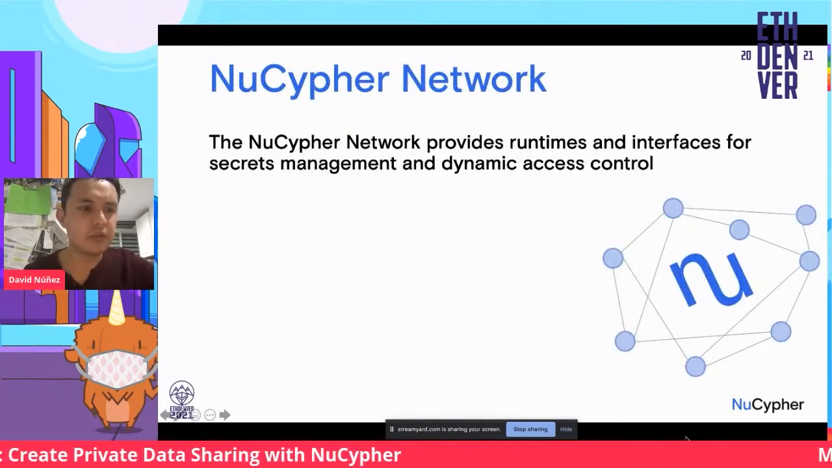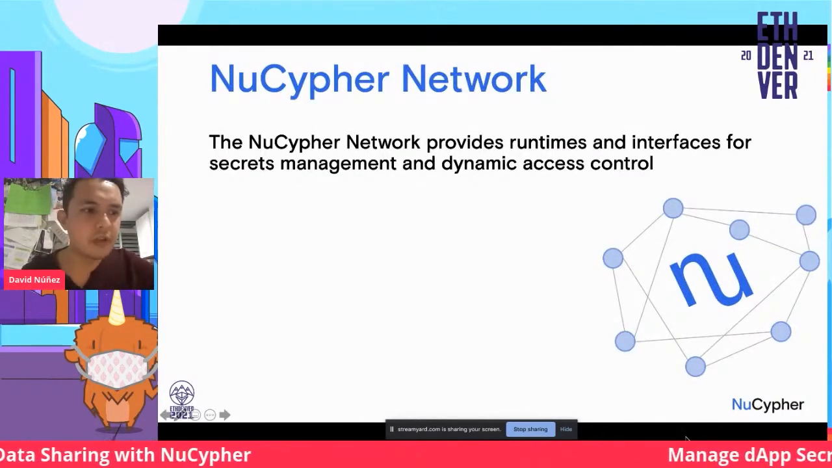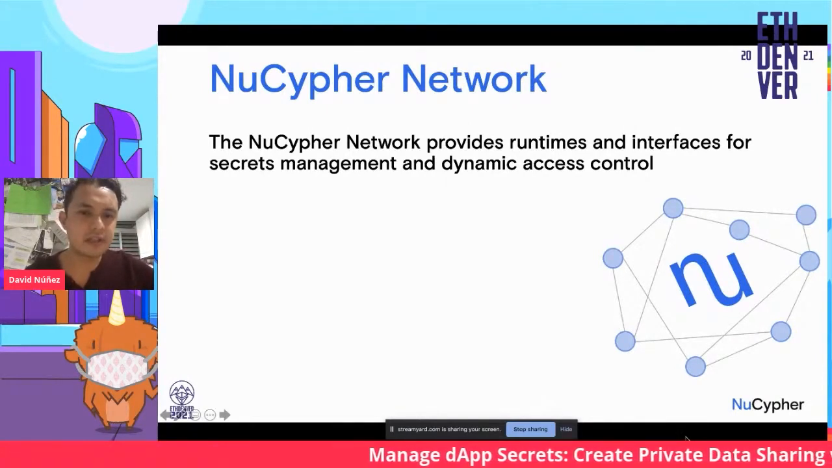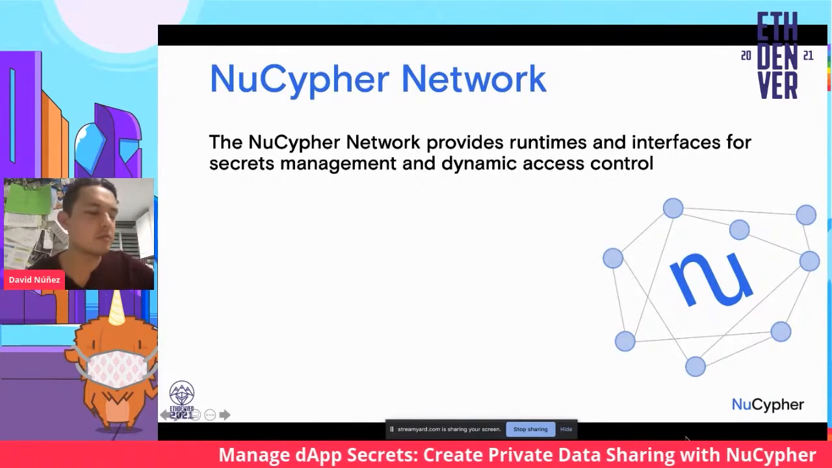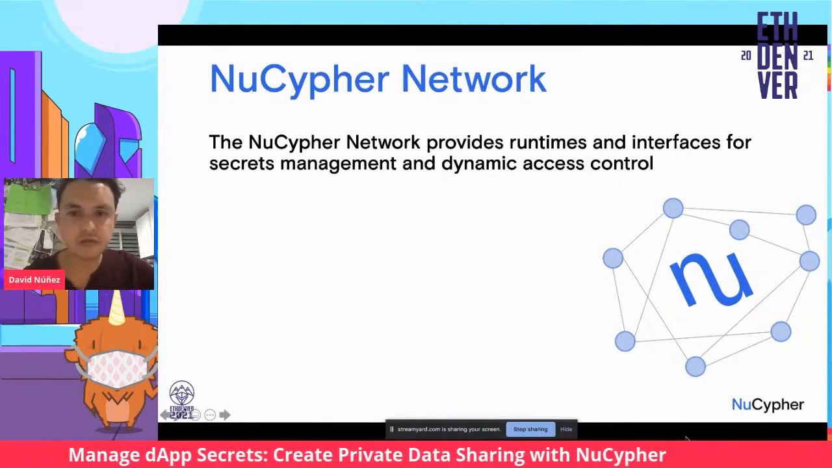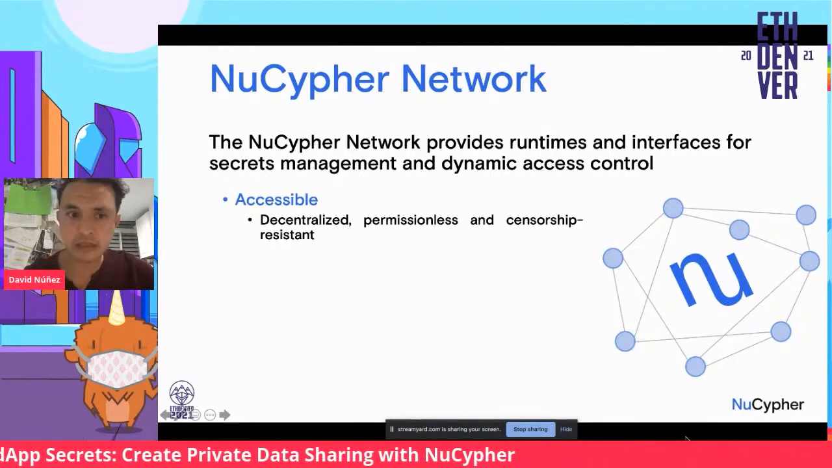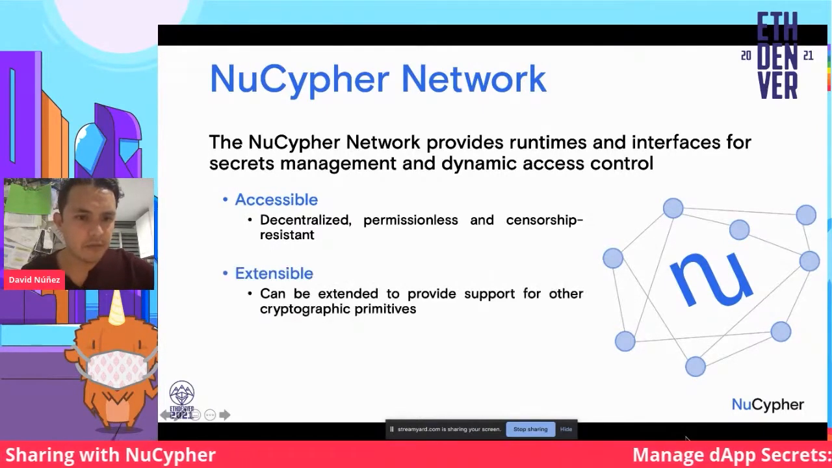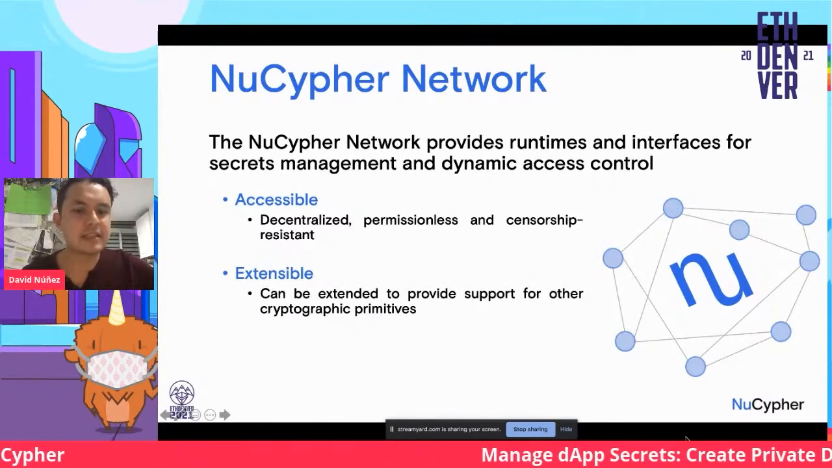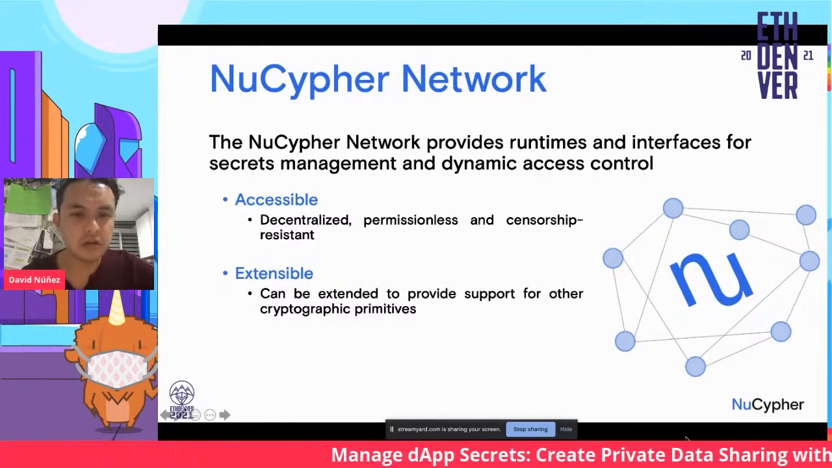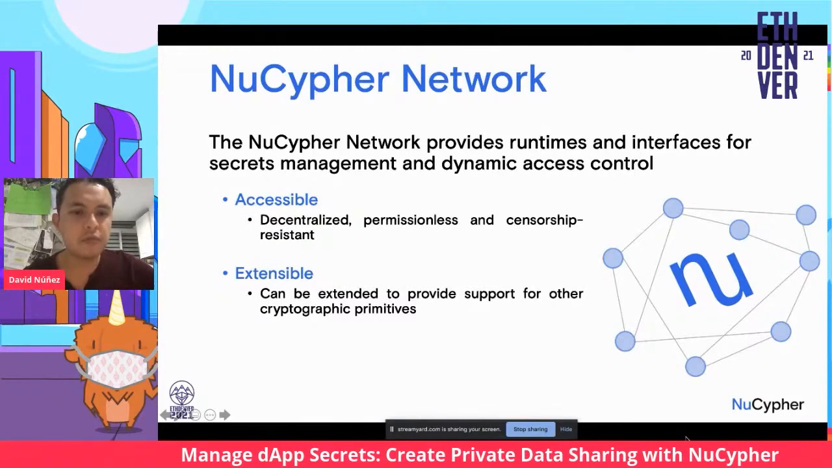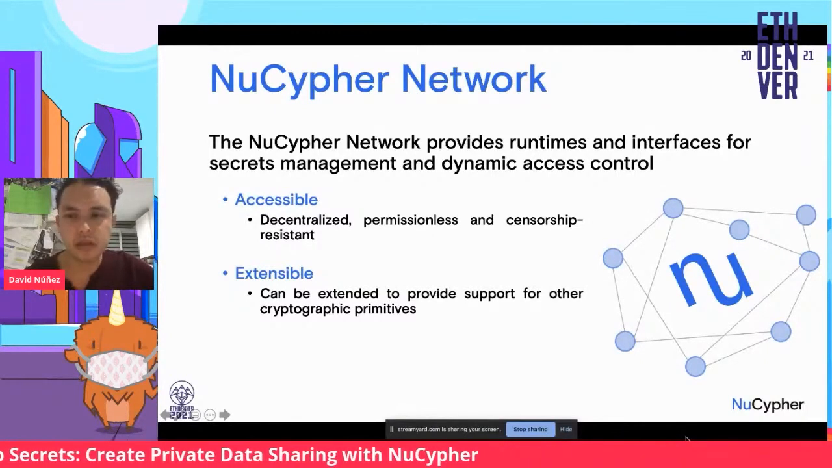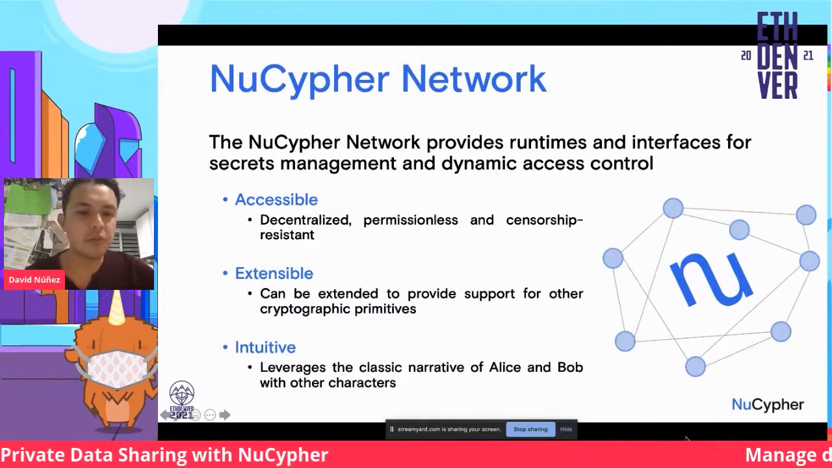Okay, so the NuCypher network. The NuCypher network provides runtimes and interfaces for managing secrets and access control in a decentralized, permissionless, and censorship-resistant way. It's extensible, so it can be extended to other cryptographic primitives. Proxy encryption is our first offering, but we can extend it to other primitives.